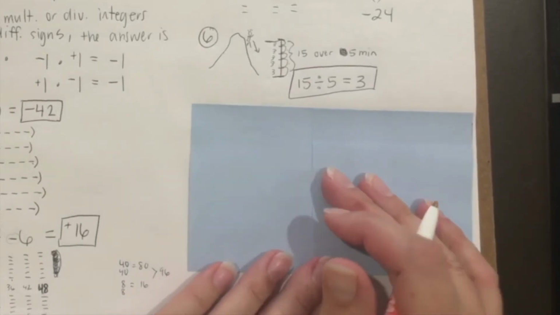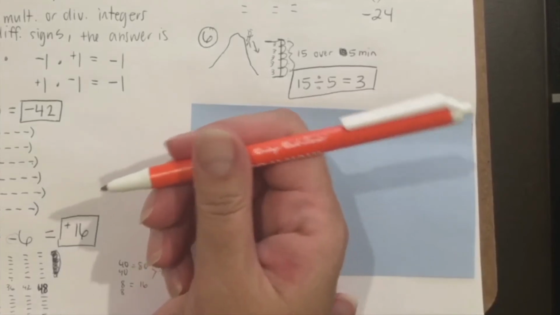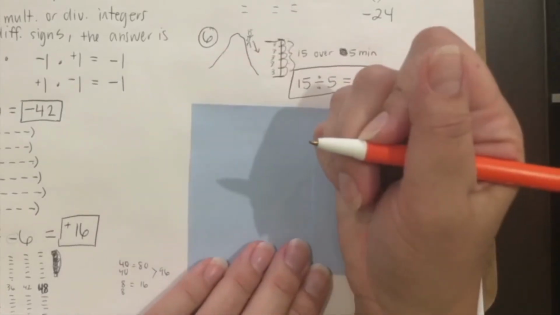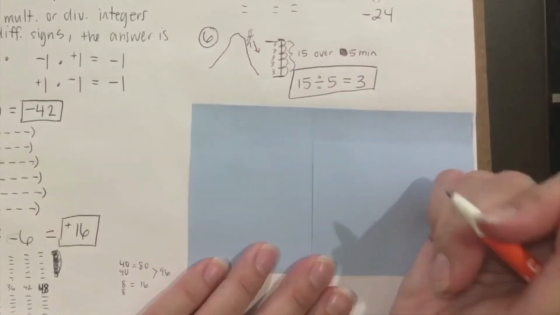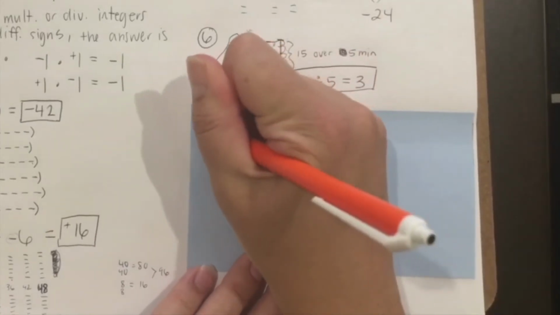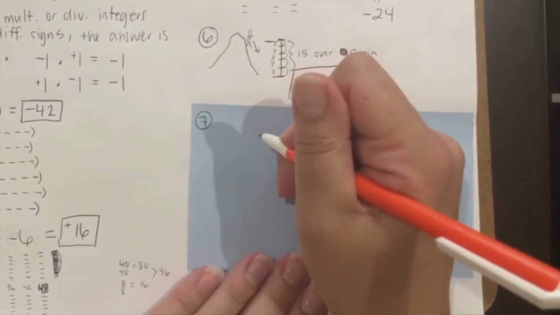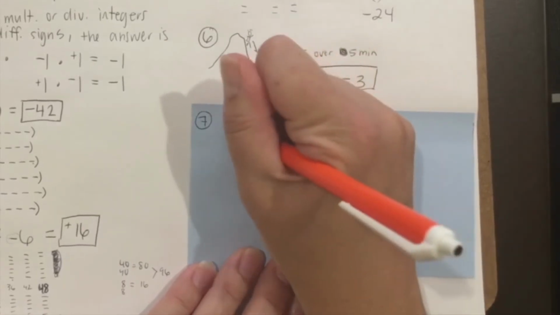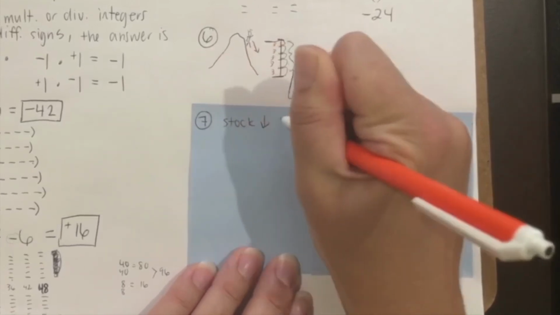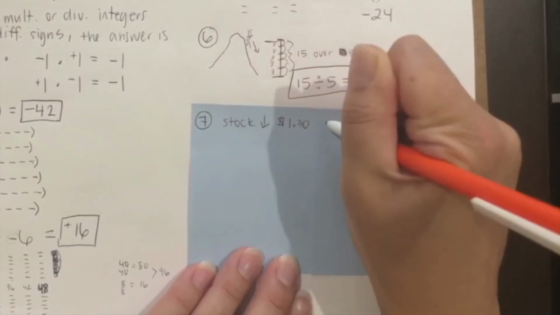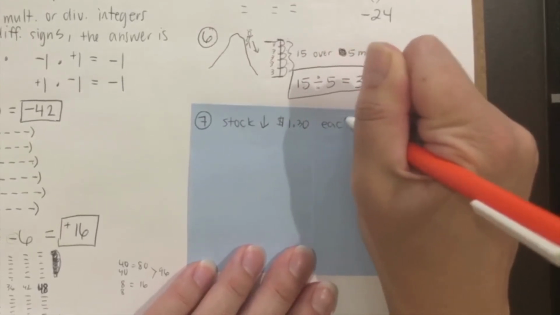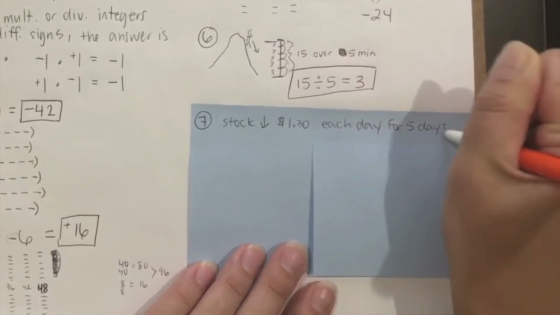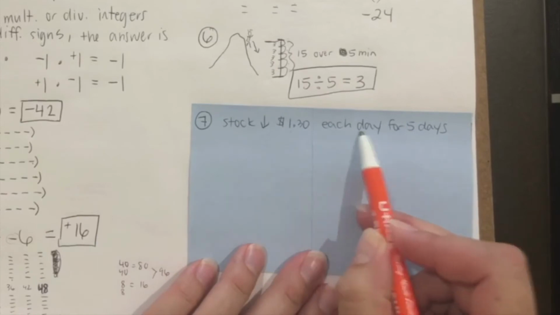I've got some Post-its here because I, again, am using pen so it shows up better on the camera, but I don't really like how I was modeling this problem, so I think there's going to be a better way to do it. So I'm going to start over. Number 7 says, the price of 1 share of stock fell $1.30 each day for 5 days. So stock down $1.30 each day for 5 days. Okay, stock went down $1.30 each day for 5 days.